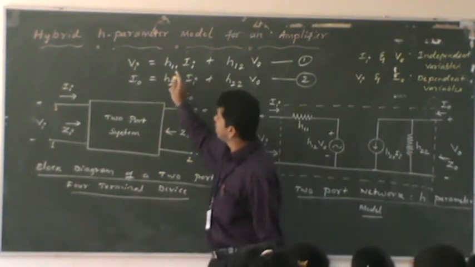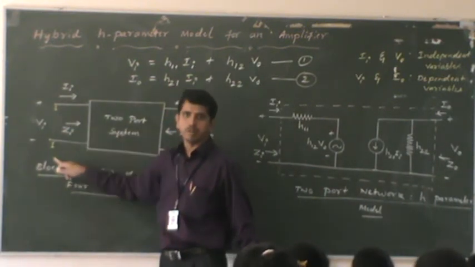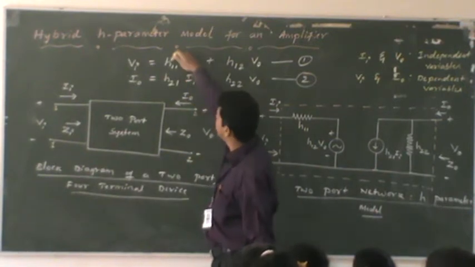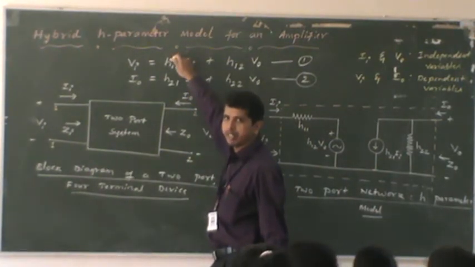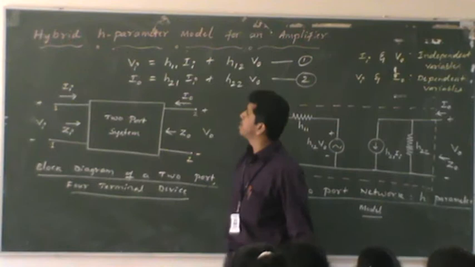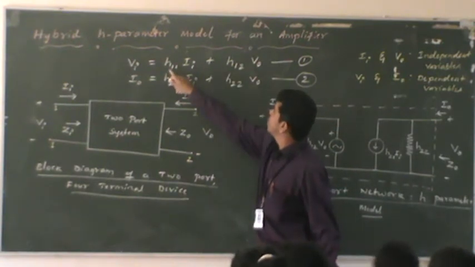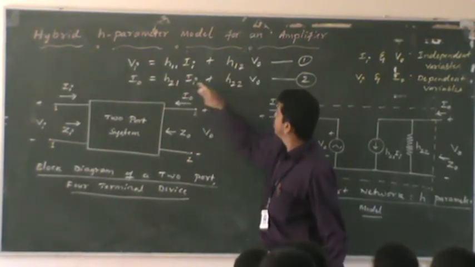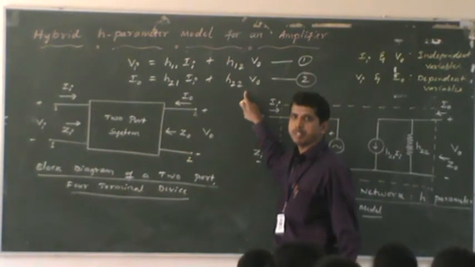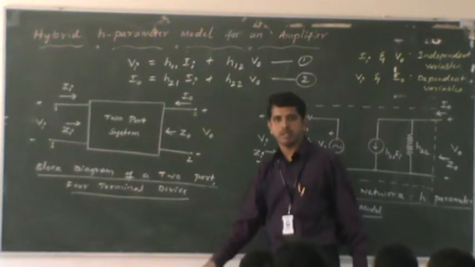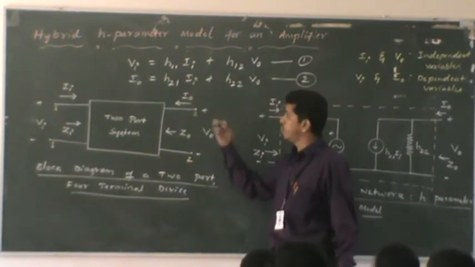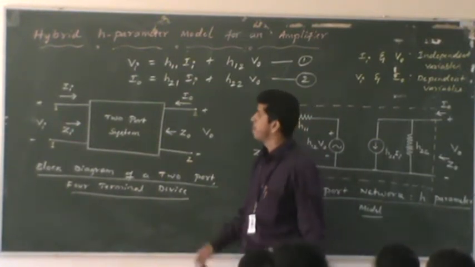You have already seen that 1 and 1 corresponds to the input port. So this parameter h is called a hybrid parameter. The reason it is called hybrid is that all these parameters h11, h12, h21, h22 are hybrid parameters which have different dimensions. They don't have similar dimensions; each one of them has different dimensions. That's why it is called hybrid.